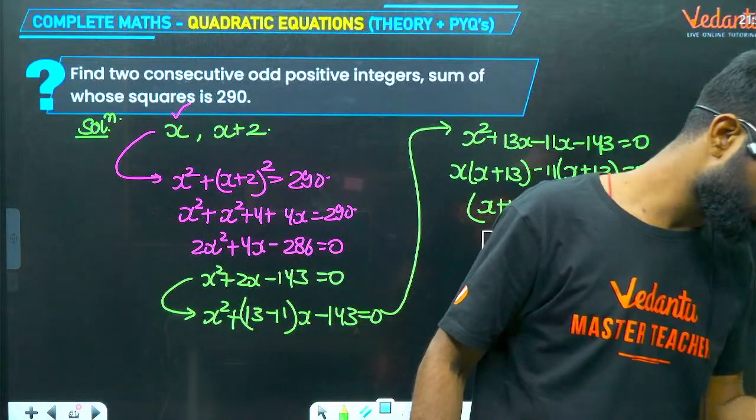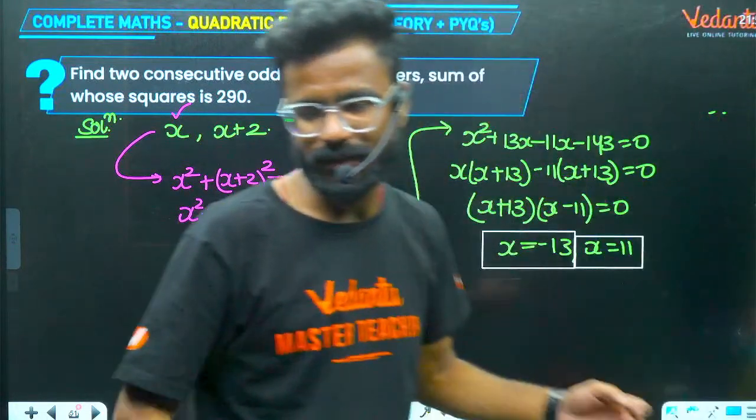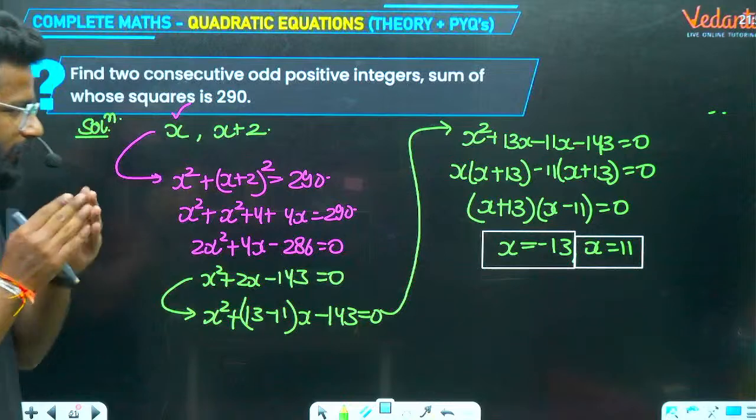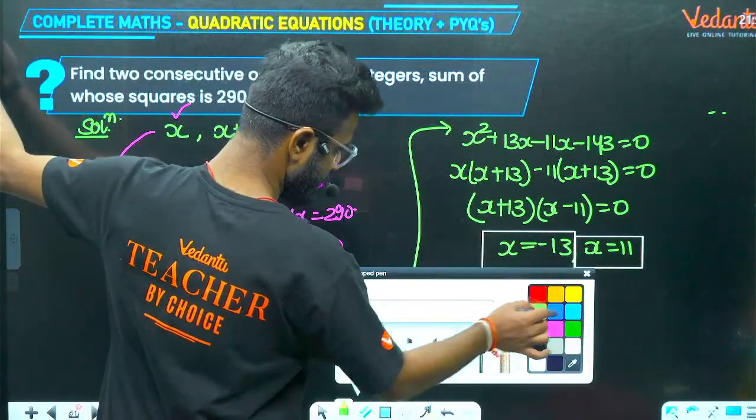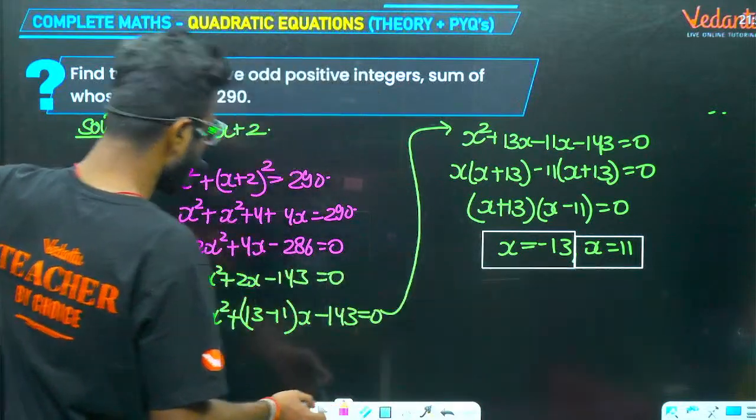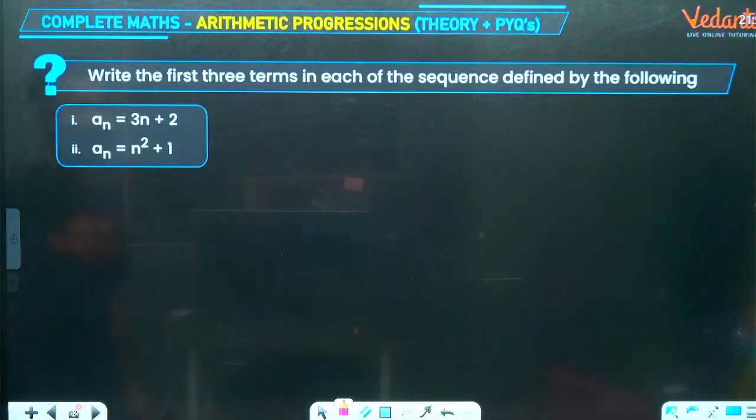Okay. Nice. First one is 13 and the other is 15. Very good. Okay. Let's move to the next question.